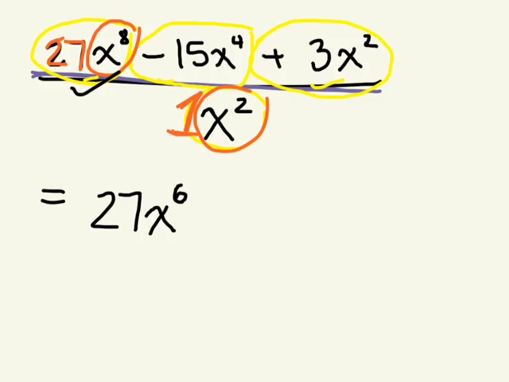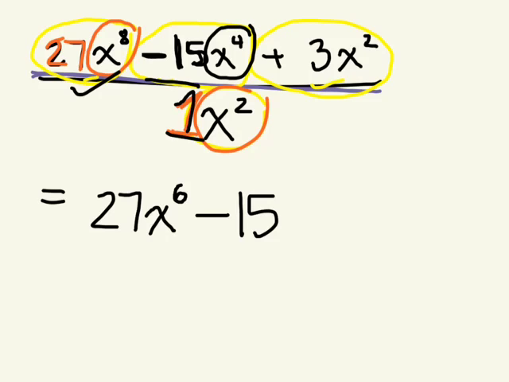The second term is negative 15, again divided by 1. When there's no number there, you put the 1. So negative 15 divided by 1 is negative 15, the number itself. And then again, we have x to the power of 4 divided by x to the power of 2. So then you're going to get x to the power of 2, because we're subtracting the exponents. Done with the second term. Now we go on to the third term. 3 divided by 1 is going to be 3, and it's a positive 3.